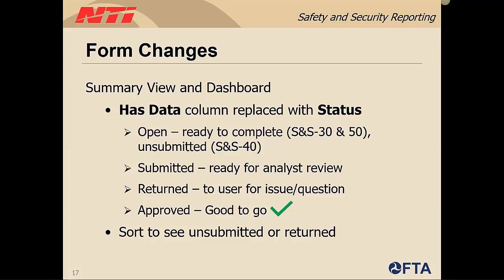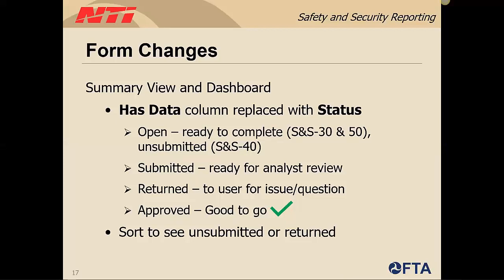Again, note that SNS 40s submitted prior to the end of June, when this column changed, are only going to show submitted instead of approved, unless, of course, that form was returned after that time and we since approved it. Just as with the other columns, you can sort by the report status column to see if you have any open or any returned reports. For certification, which is coming up, you do not want to have any open or returned forms.